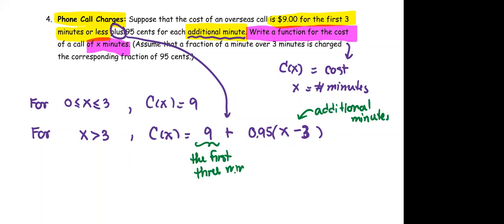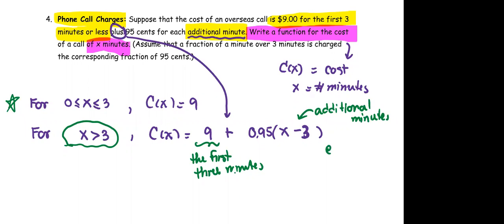Can you go over this again? The last part? The last part, okay. Are you okay with this one? Yes. Okay, and the second part here is built from the condition that if you call more than 3 minutes, you're going to pay $9 for the first 3, and for the additional minutes, you spend 95 cents per those extra minutes.